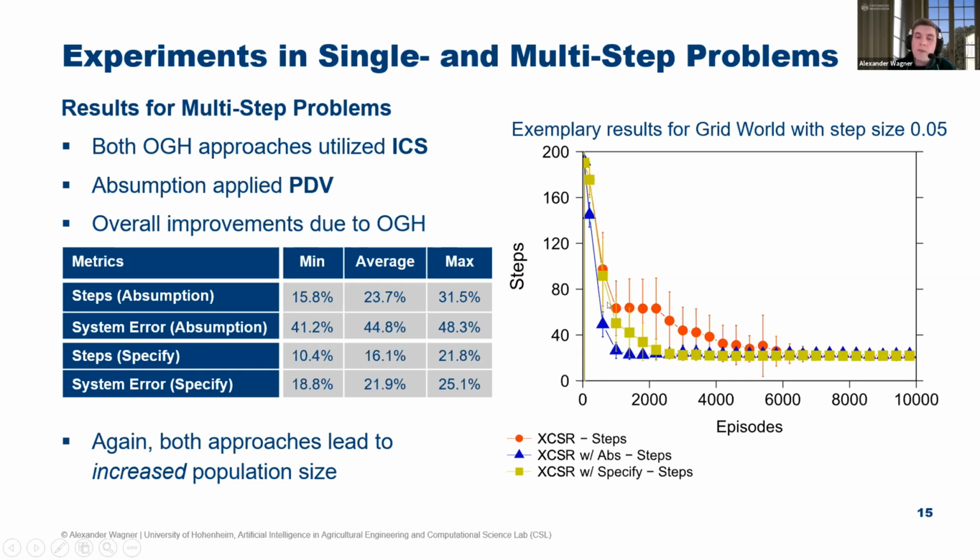And once again, Specify was also superior compared to the standard XCS, but to a lesser extent compared to the absumption-based OGH. In the overall results of our experiments in the multi-step problems, the absumption-based OGH led to a reduction of 31.5% at max of the steps to go. And the system error was also reduced by 48.3%. In the multi-step problems, both approaches led to an increase in the population size.